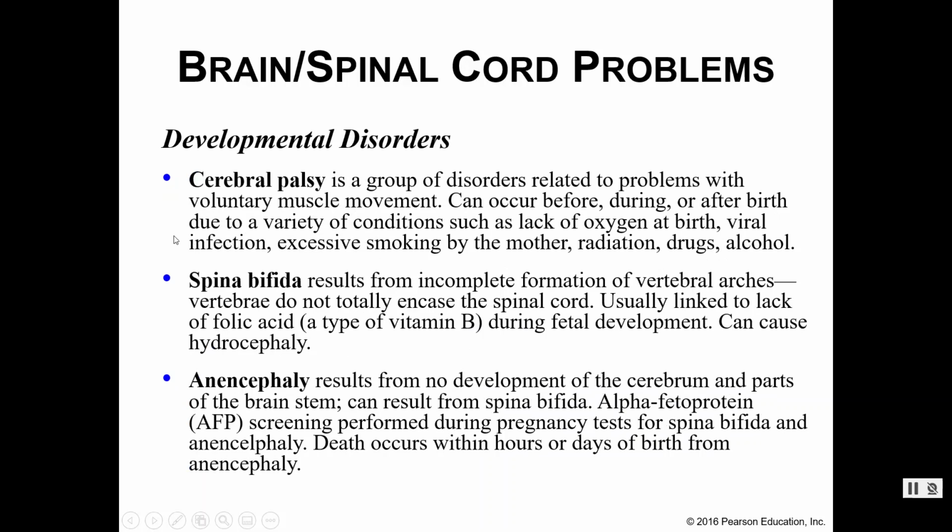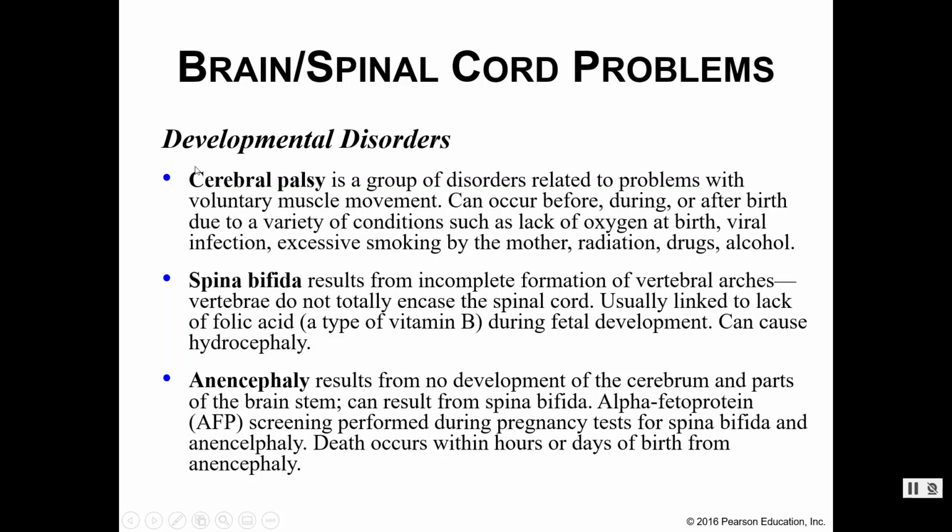All right, we could suffer from some sort of developmental disorder. So cerebral palsy is a group of disorders, and collectively there is some problem with the voluntary muscle movement of the body. This can occur before, during, or after birth, and these could be caused by quite a few different conditions. Lack of oxygen at or around birth, a viral infection, excessive smoking by an expectant mother, exposure to radiation, drugs, alcohol. Okay, any of those things before, during, and after birth could lead to some form of cerebral palsy.